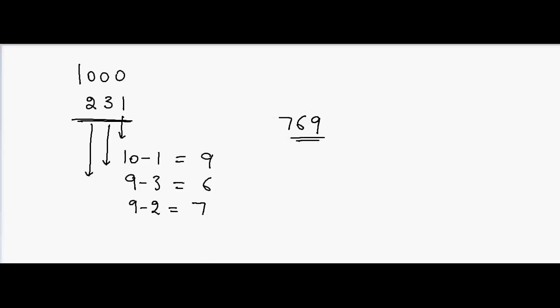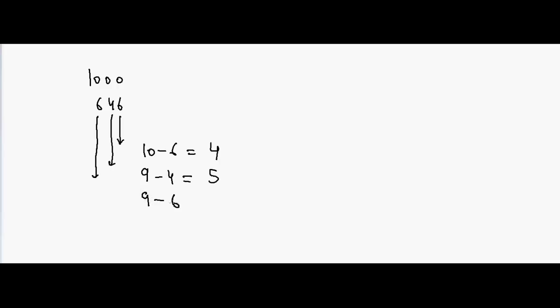Again, if I have 1000 minus 646, in that case I'll take the 6. 10 minus 6 is 4. Then I'll take the 4. So 9 minus 4 is equal to 5. And then I take the 6. So 9 minus 6 is equal to 3. So the answer is 354. This method can be very helpful in an exam or in day-to-day calculation.